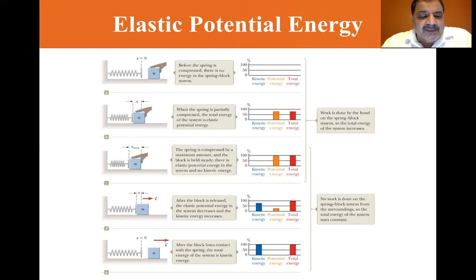Now, when the block is released, when the external force is removed, when the hand is removed, the only force on the block, the spring force, forces the block to move to the right. The elastic potential energy of the system decreases, the kinetic energy increases, but the total energy remains fixed. In other words, we're transforming the energy from potential energy to kinetic. When the spring returns to its original length, the stored elastic potential energy is completely transformed into kinetic energy of the block.